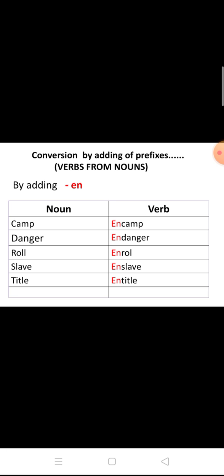The first word is camp. By adding en, we will get the new word encamp. The next word is danger. By adding prefix en, the new word becomes endanger. The same way, roll will become enroll. Slave will become enslave. Title will become entitle. So by adding en prefix to the words camp, danger, roll, slave, title, we got the new verb.